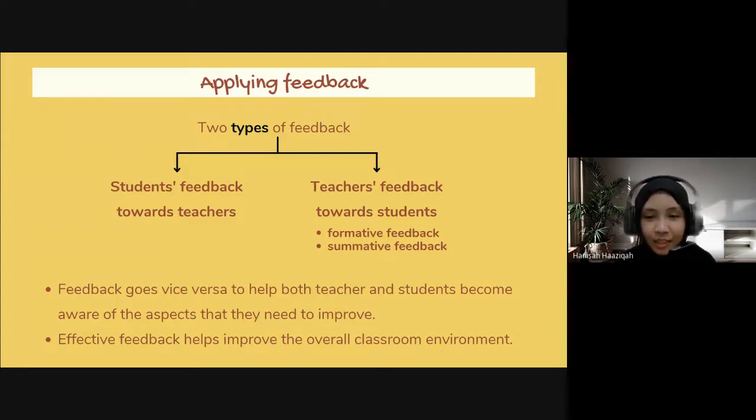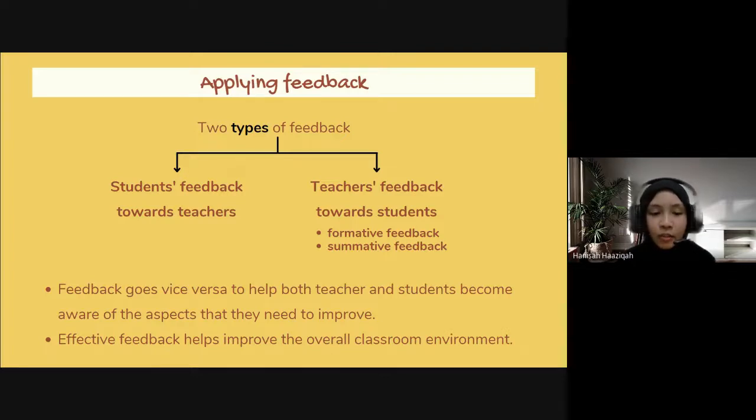And teachers' feedback to students is the normal feedback that the teachers give. We also have two types of feedback, which is the formative feedback, which is the ongoing feedback, maybe the feedback that teachers could give at the end of each class. And the summative feedback is the overall feedback. Maybe the teacher could give summative feedback at the end of each task or something like that.